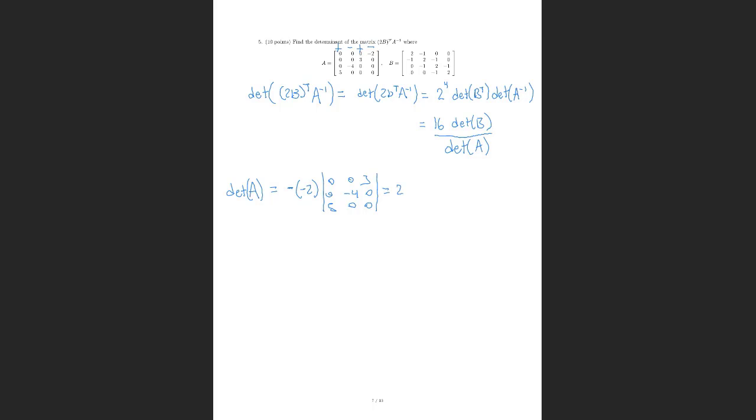And then that'll be 2 times. And then if we do another cofactor expansion of this, it looks like it'll be times 3 and then 0 minus 4, 5, 0. So it looks like it's going to be 2 times 3 times 20. So that's going to be 120 altogether.